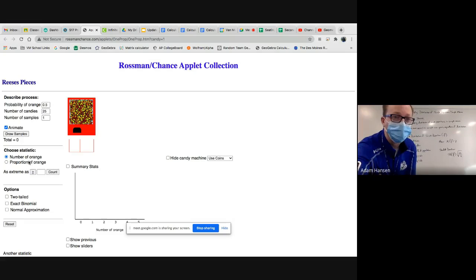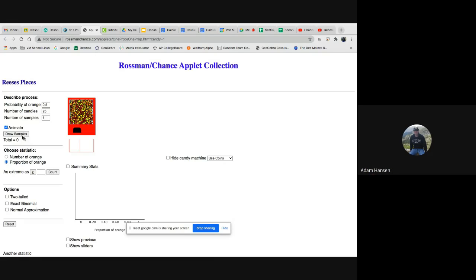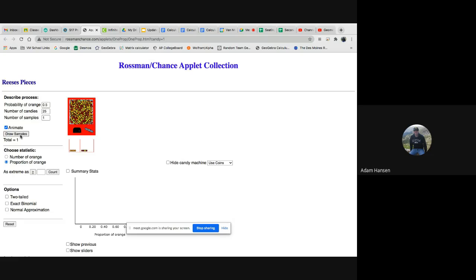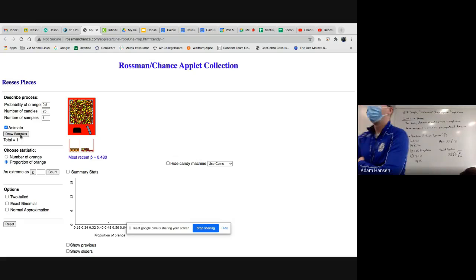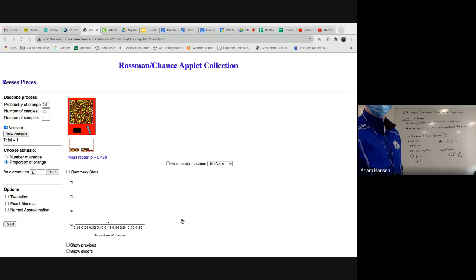Let's select proportion here. It divides the orange candies from everything else, and I got 48%, p hat, 0.48. P hat is the sample proportion. 48% of the candies in my 25 candy sample were orange. The rest were something else. It plotted that on the histogram down below, 48%, with this dot right here.